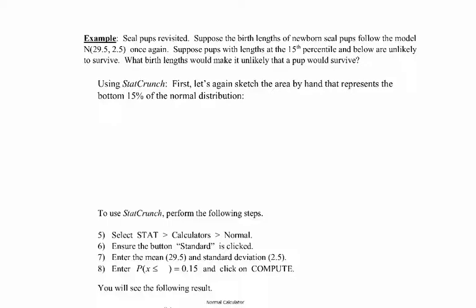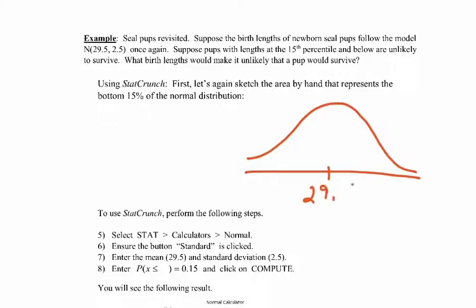Let's make a quick sketch of it first. All right, so in the middle, I'm going to put my mean of 29.5. And think about what this means. If you're at the 15th percentile, that means you are above 15% of the data. So we're looking for the number so that X is less than or equal to whatever that number is, I'll call it k again, I want that to be 15%.